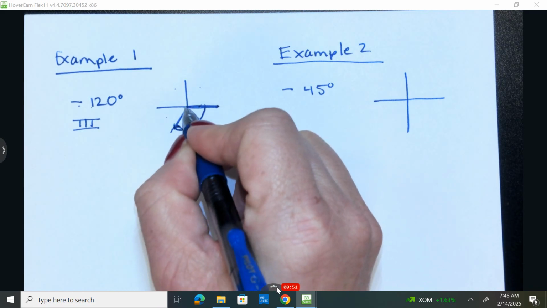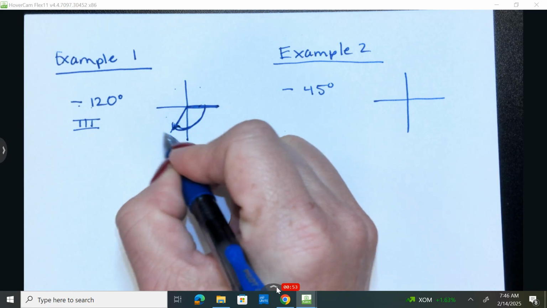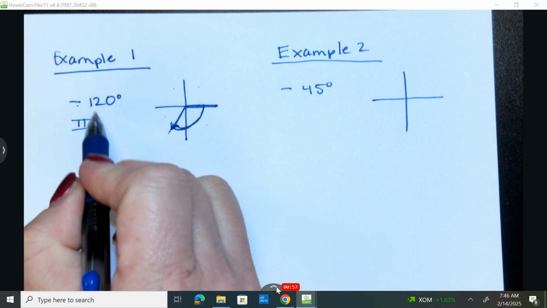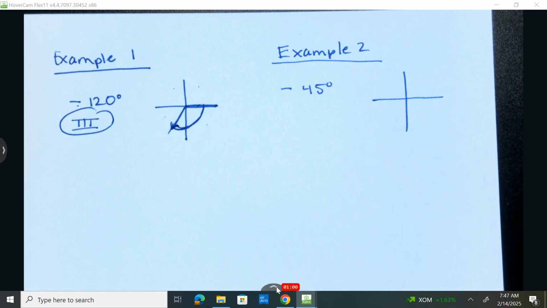The terminal angle lands right here in quadrant 3. Remember, it's quadrant 1, 2, 3, 4. So this terminal angle lands in quadrant 3.